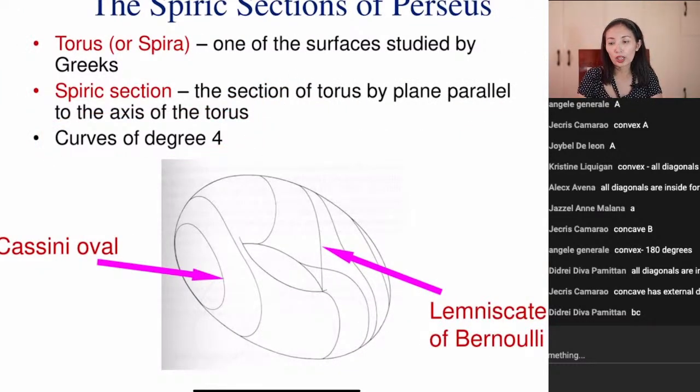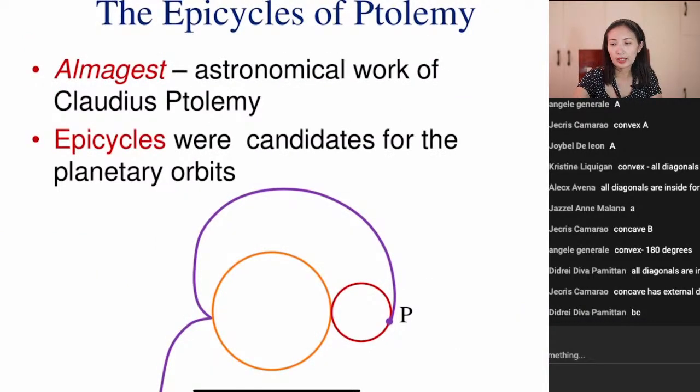And for Ptolemy, the Almagest of Ptolemy, which consists of his astronomical works. Claudius Ptolemy had a model of the solar system, if you could remember. Then epicycles, planetary orbits. So he has his own version of the planetary orbits. And Kepler has his own version, which is elliptical.